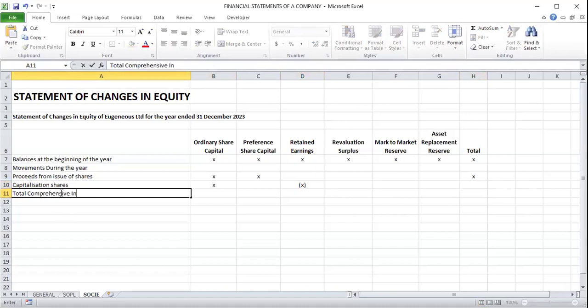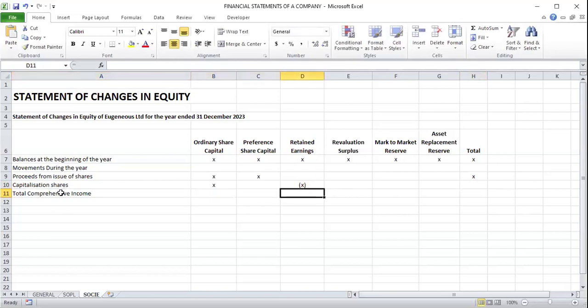Our total comprehensive income comes from the profit or loss that we did in our previous class. Right. The profit for the year will go under the retained earnings. Then the gain on fair valuation of assets will go under the revaluation surplus. Then gain on fair valuation of investments will go under the mark to market. Right. So that will be what will be shown there.